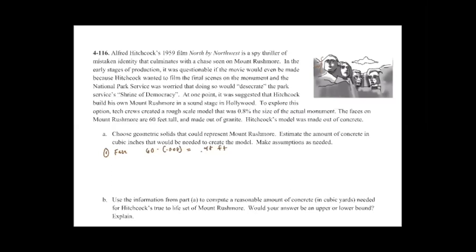Use the information below to compare the reasonable amount of concrete in cubic yards needed for each construction. So you can do 4.98 divided by 0.008 cubed, which is approximately 303 million cubic yards if you're going to do the real thing. Here's your homework.